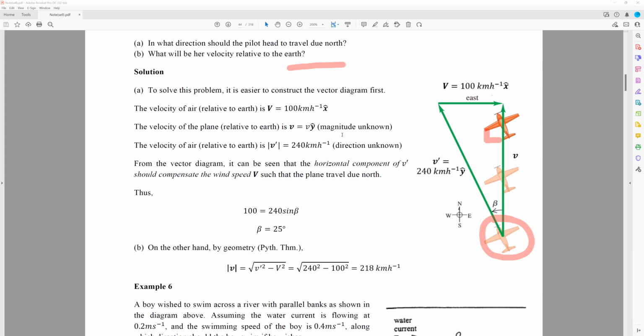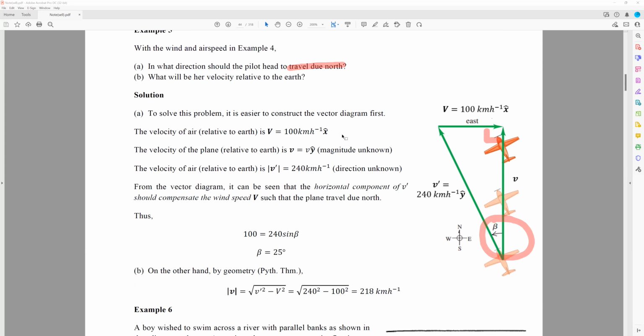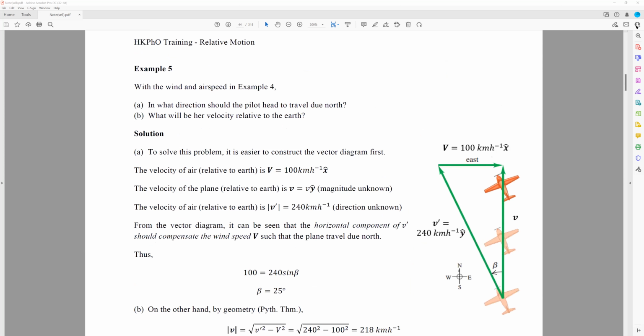Okay, 好啦, maybe now we take a 5 minute break first, 好嗎?